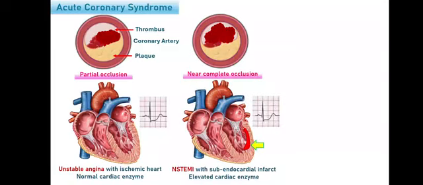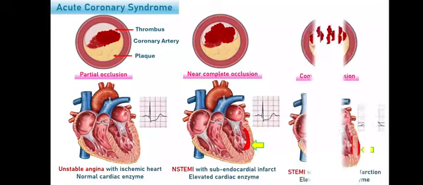Here we see the developing thrombus causing near complete obstruction of the coronary artery lumen. As a result, there is subendocardial infarction, ECG showing ST segment depression, and there will be rise of cardiac biomarker. As there is necrosis or infarction, there will be rise of cardiac biomarker.